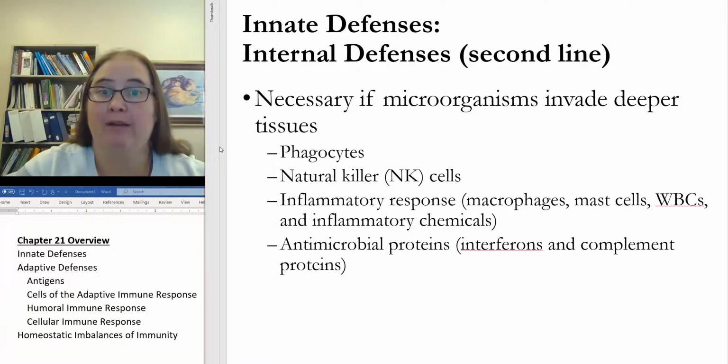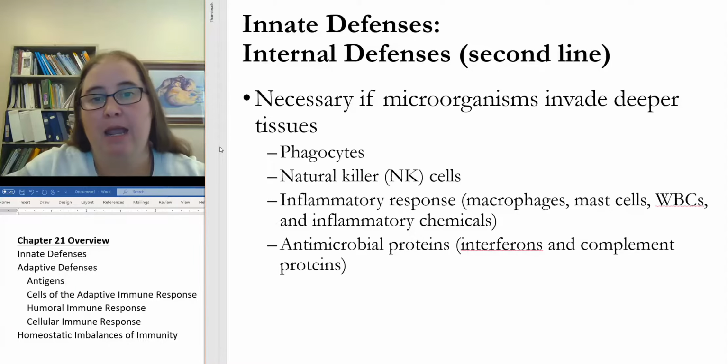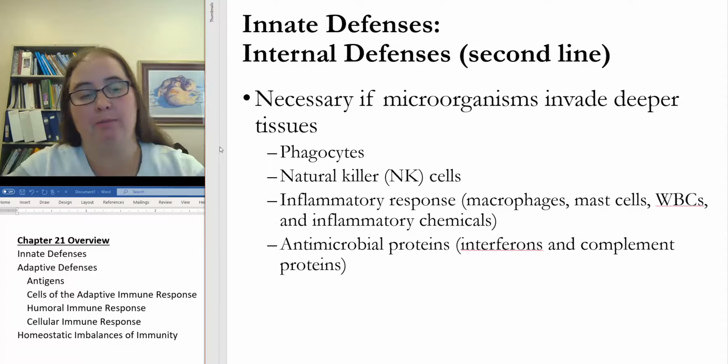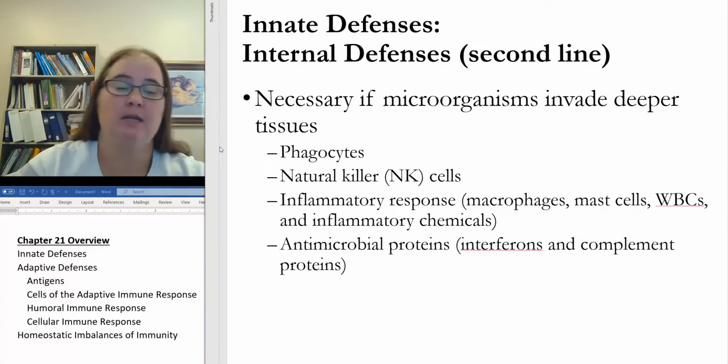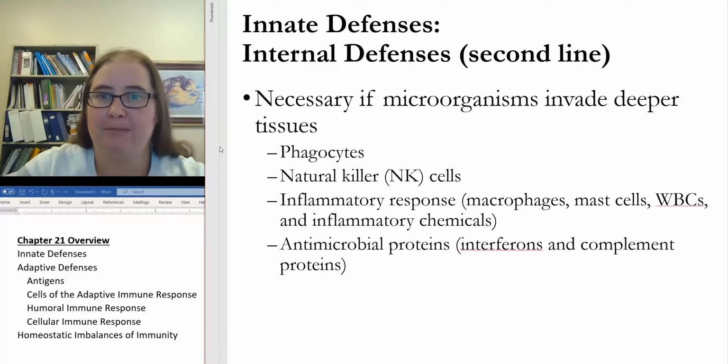We have phagocytes, natural killer cells, and inflammatory responses, and we'll talk about the different types of inflammatory responses. We also have antimicrobial proteins. More specifically, we're going to talk about interferons and complement. Complement is a group of proteins that become activated, and we'll talk about that in a little while. So let's first talk about phagocytes.